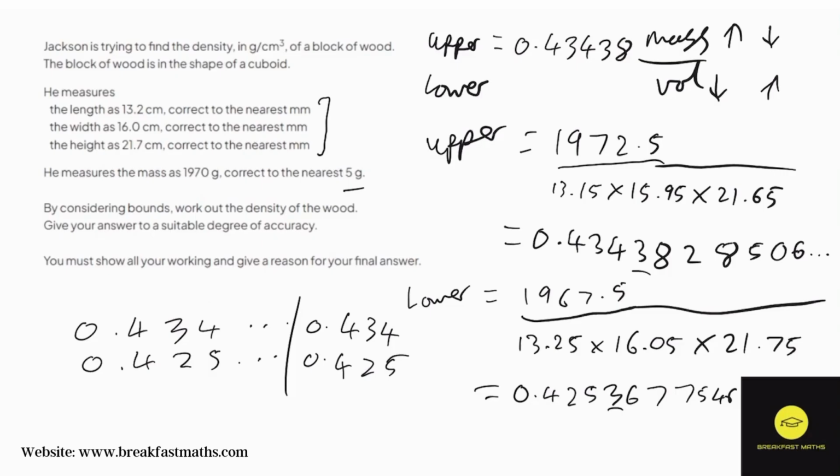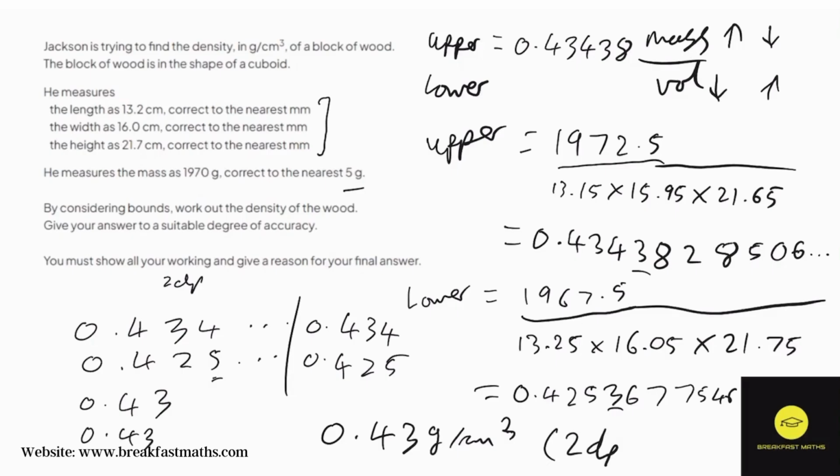So if we try and go to 2 decimal places, we can see that the top one rounds to 0.43, because the 4 means we round down to the 3 for this one here. And then for the second one, 0.425, the 5 means we round upwards, so that would also go to 0.43. So they both round to the same number here, 0.43 after 2 decimal places. So our answer for the density would be 0.43 grams per centimetre cubed, rounded to 2 decimal places.